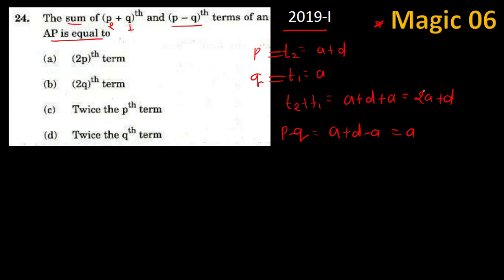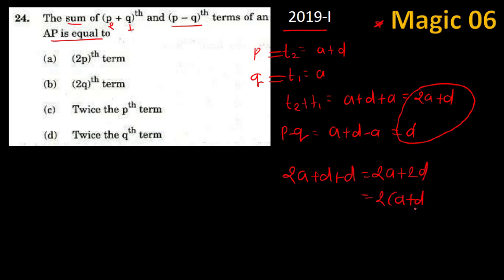Now they are asking the addition of these two, P plus Q and P minus Q. So it is 2A plus D plus D, which is nothing but 2A plus 2D, which is nothing but 2 into (A plus D). What you have considered as P, A plus D, is nothing but T2.